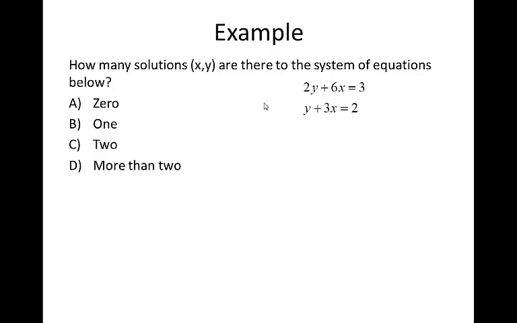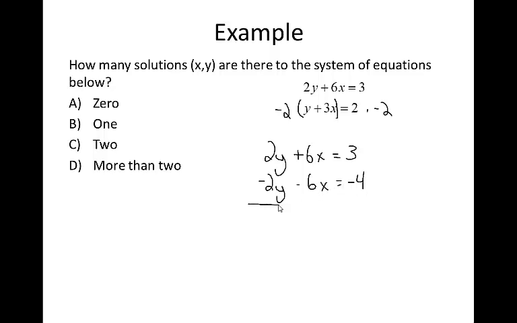So if I was going to do elimination, I would do -2 times the second equation, and you end up with 0 on this side and -1 on this side. So that's never true. So that means that this system has no solutions. So the correct answer choice is 0.